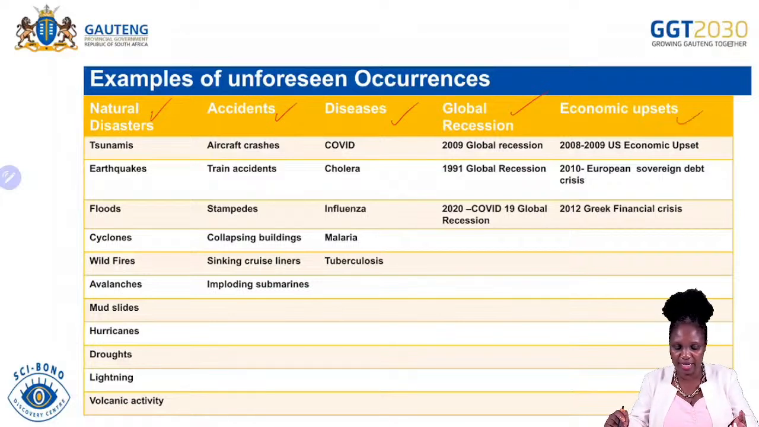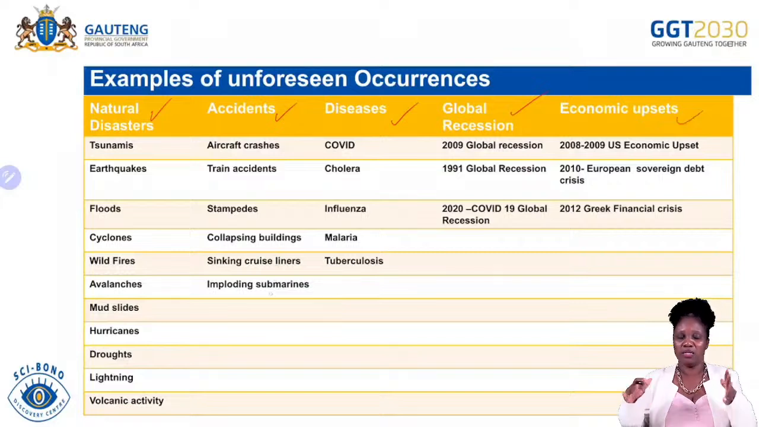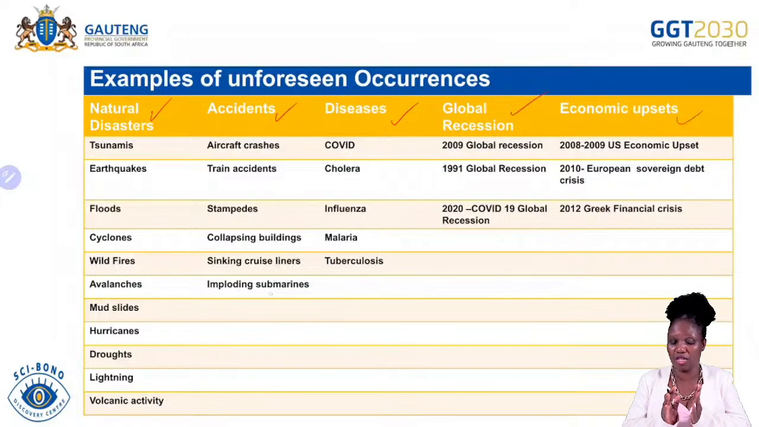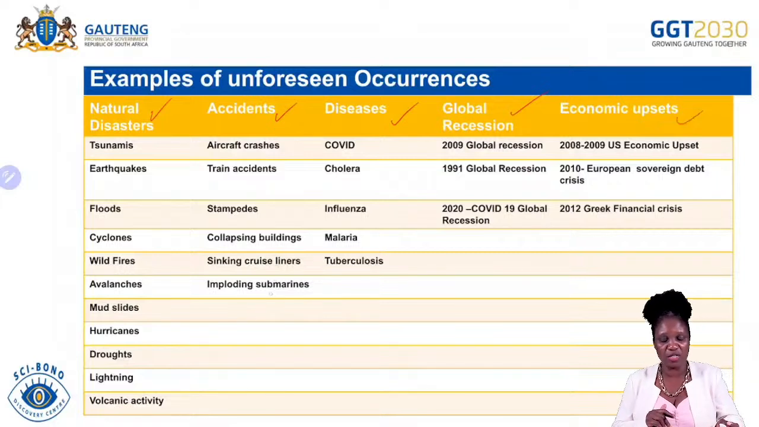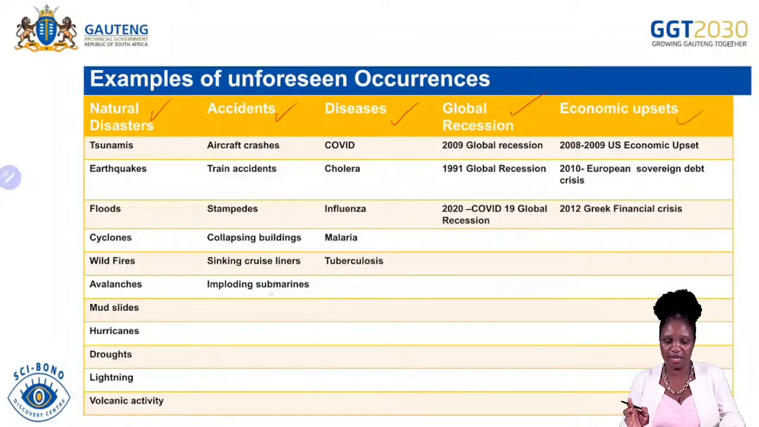And then we've got accidents. We've got airplane crashes, train accidents, stampedes, collapsing buildings, sinking cruise liners, and imploding submarines. You remember the submarine that imploded last year, okay? Killing all people on board. It imploded. And then we've got diseases like COVID-19, cholera, influenza, malaria, and tuberculosis.